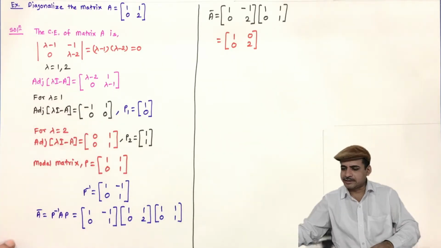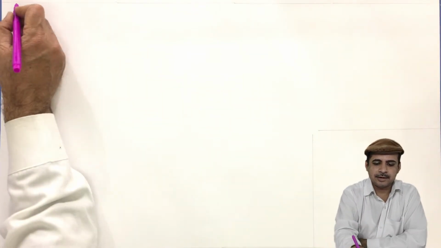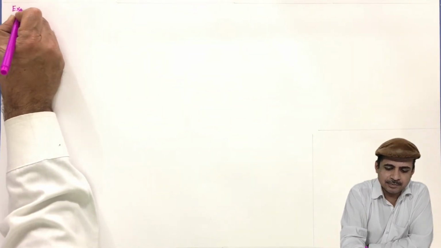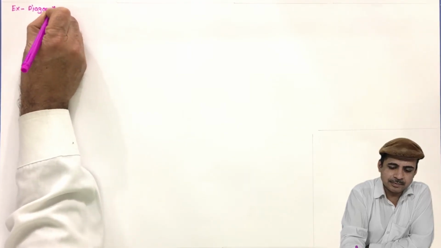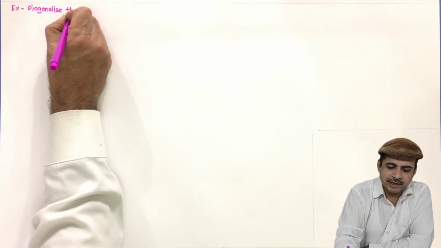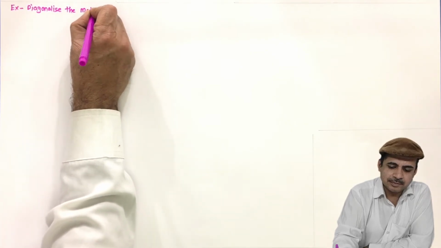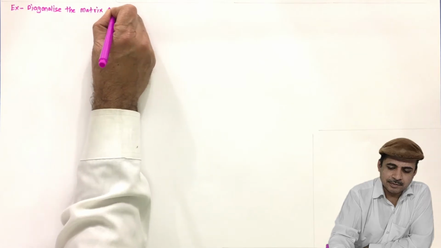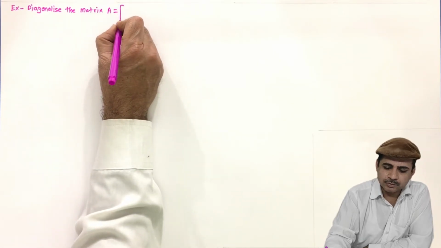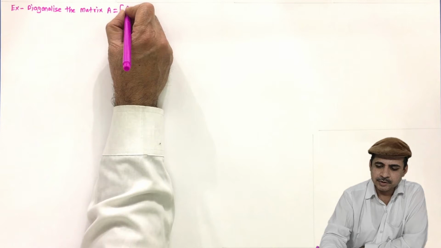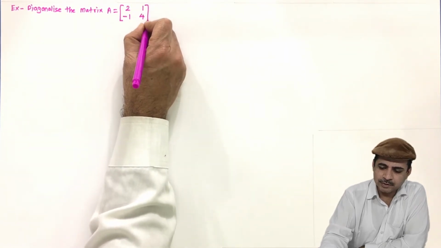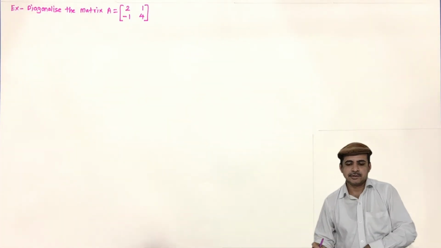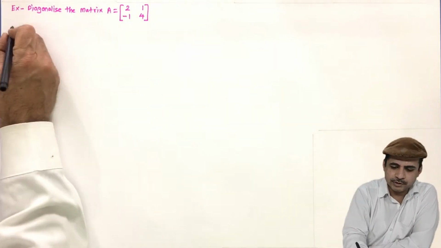Now let us take another example. In this example, we say diagonalize the matrix A equal to, we will take a problem, [2, 1; minus 1, 4]. Correct. And now the solution.